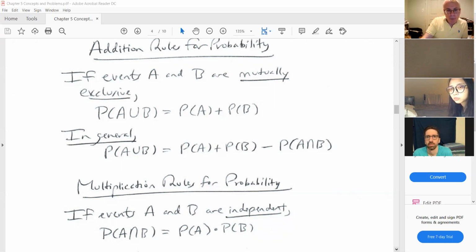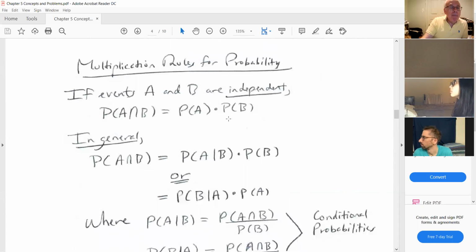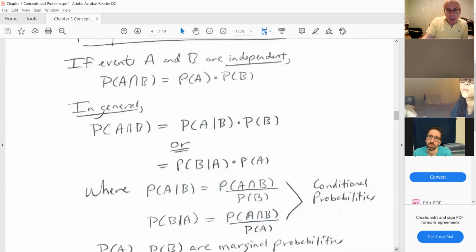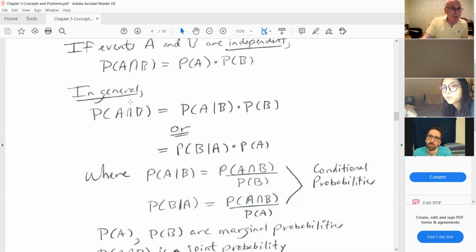Now for the multiplication rule, we know that if they're independent, we simply multiply their probabilities. The probability of A and B, we simply multiply their probabilities. In general, we have two possible equations. When I say possible, it's because it depends on the problem that we're looking at. We say the probability of A and B is either one of two things. It's either the probability of A given B times the probability of B, or if the conditional probability is reversed, it's the probability of B given A times the probability of A. Okay? Depends on the context of the problem which one of these we're looking at.